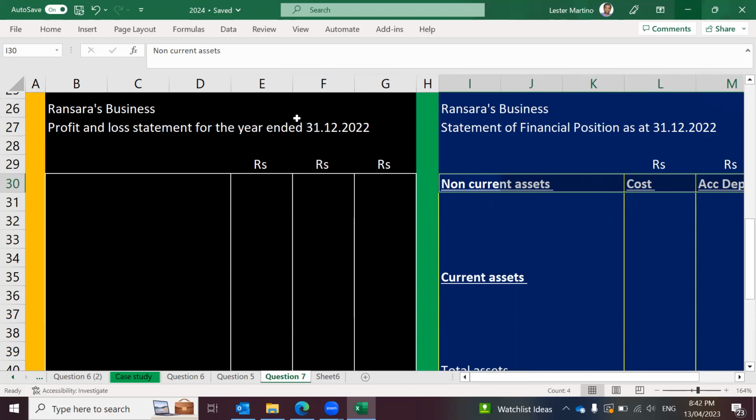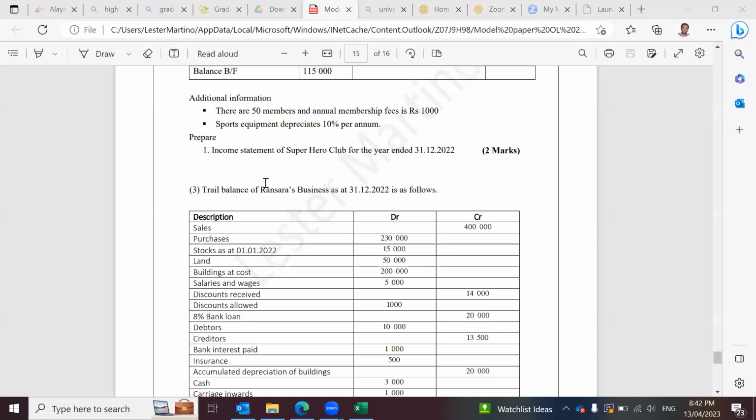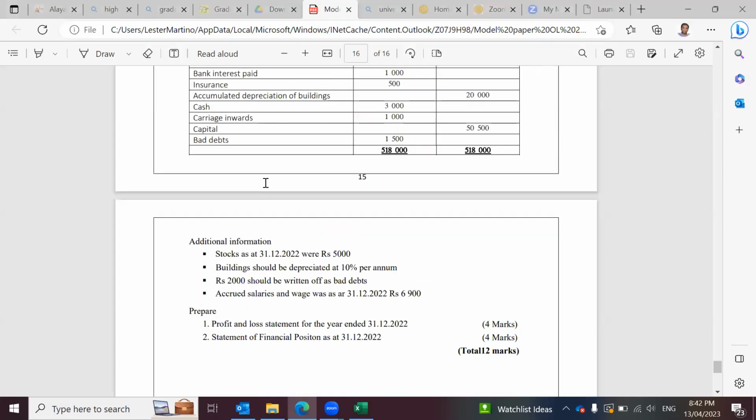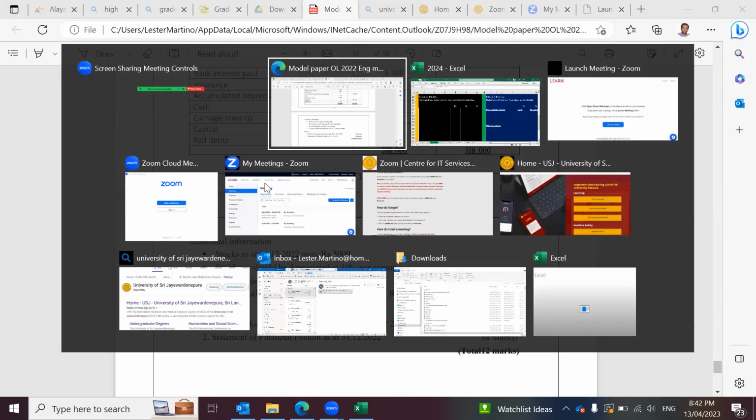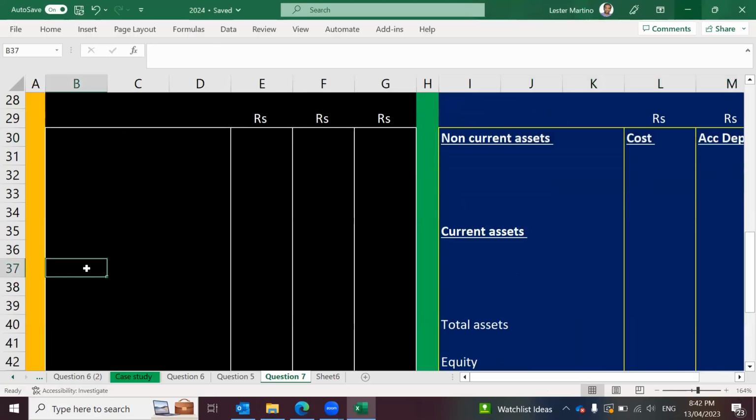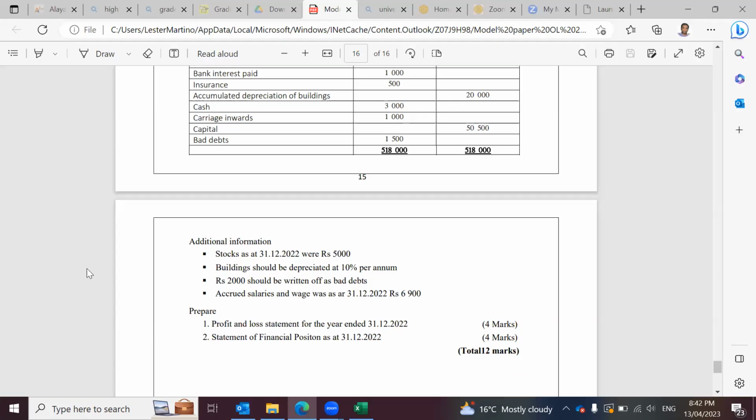Shall we start, everyone? Okay, sir. All right, good. So first one is stocks. It's a closing stock of 5,000. So leave some space and write it down: closing inventory. Go to the second column and put minus 5,000.